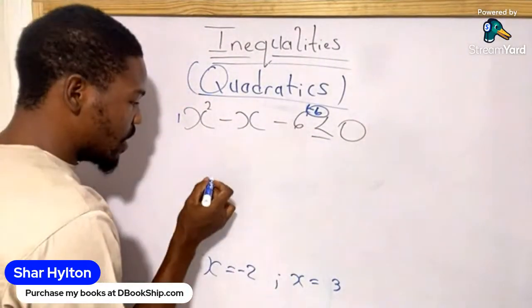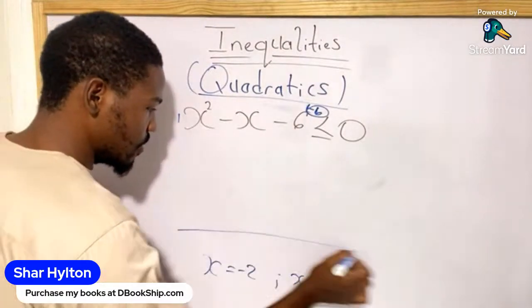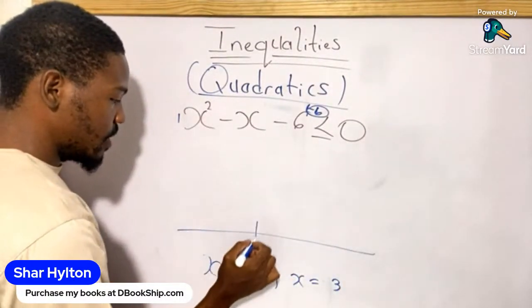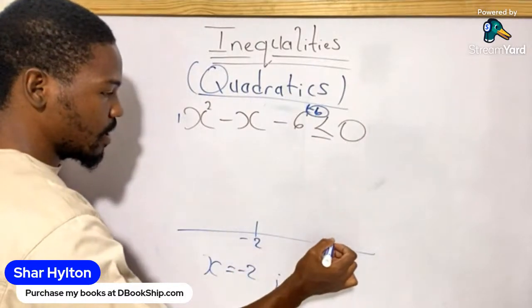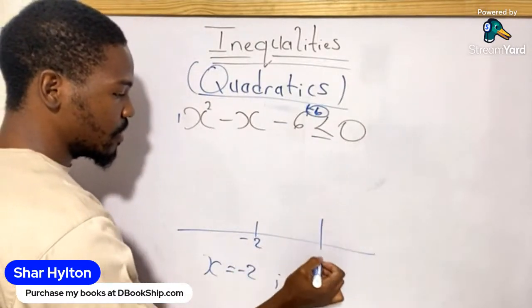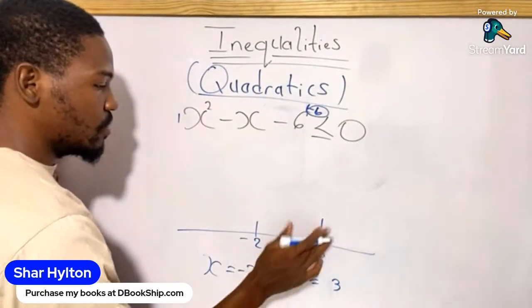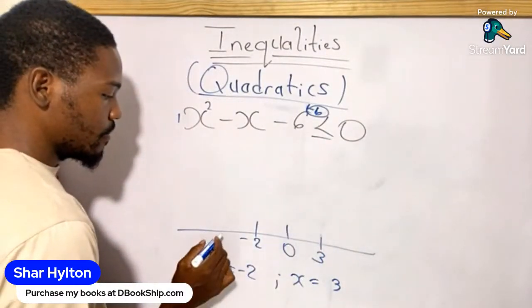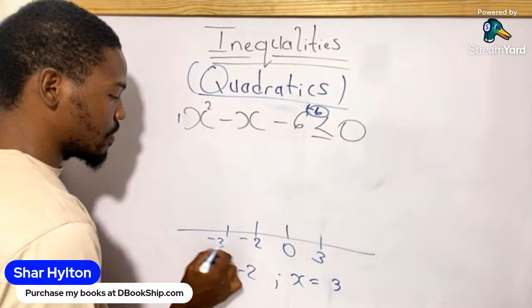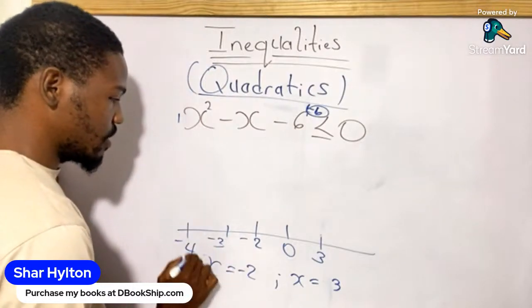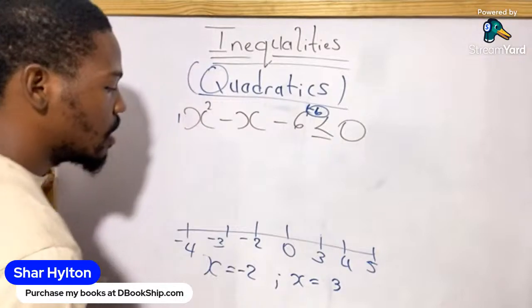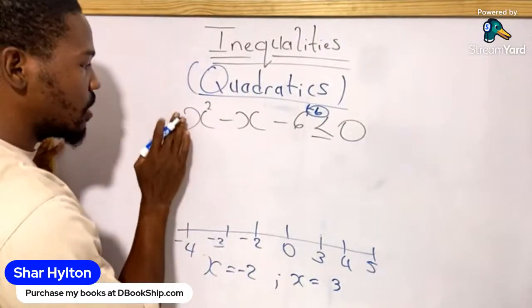So drawing our number line now, we have negative 2 here, and I'm just going to put 3 right here. 0 is always in the middle. We know that we have negative 3, and we also have 4 and 5 here. So we need to test our equation.